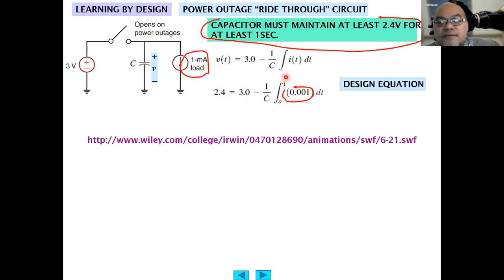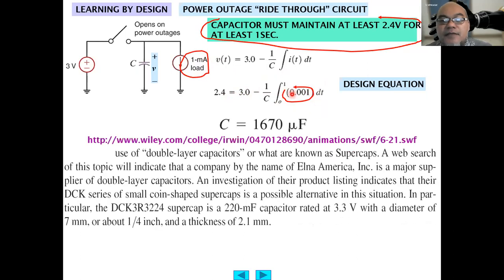So from 0 to 1, V equals 3.0 minus 1 over C integral 0 to 1 of I dt. This is the design equation, where the current is 1 milliampere, so this is 0.001. From here we can obtain the value of C: 1670 microfarad. We have to put at least 1670 microfarad.